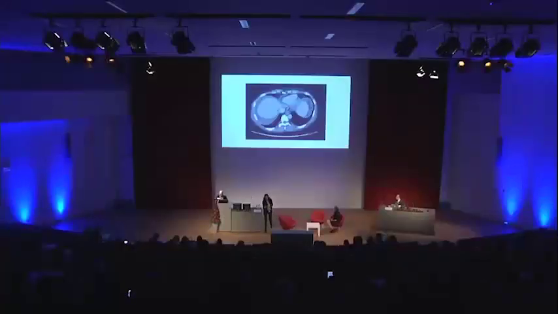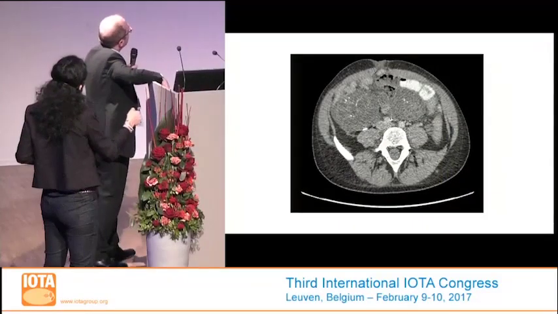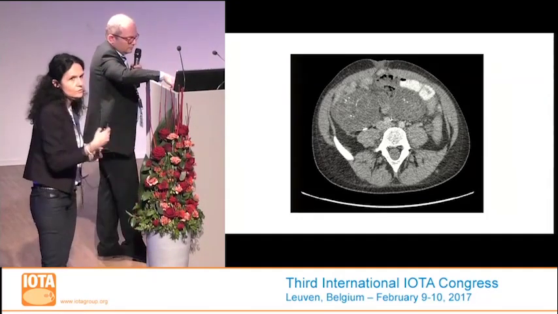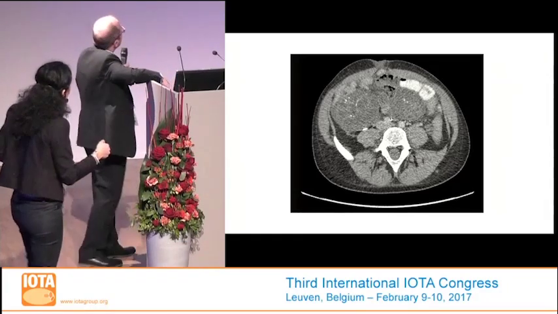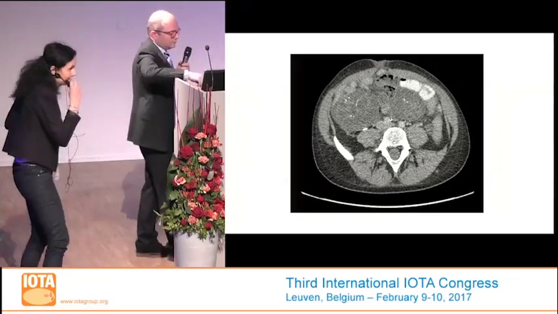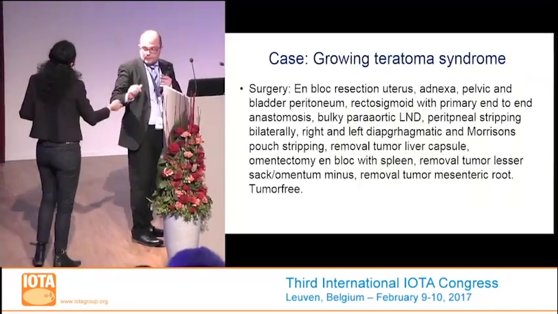So what we can see there is a mass in the peritoneum going down, and what is specific, there is scalloping here in the posterior part of the liver. And what is really characteristic of growing teratoma syndrome, you can see that there is calcification due to the maturation. So that is suggestive of growing teratoma syndrome and not a mature recurrence, sorry.